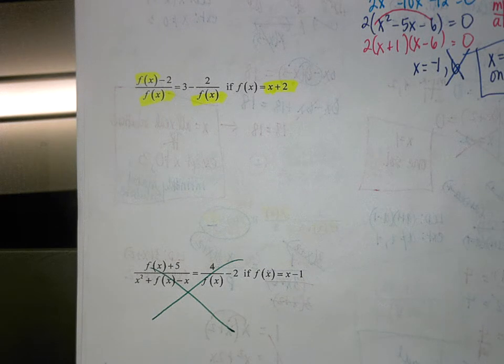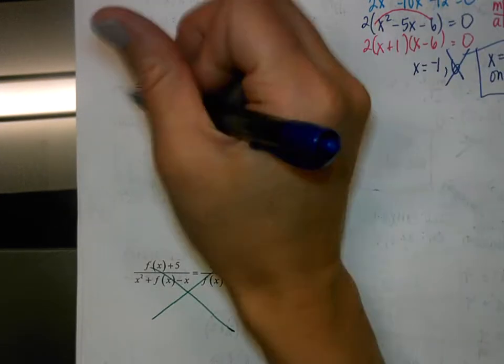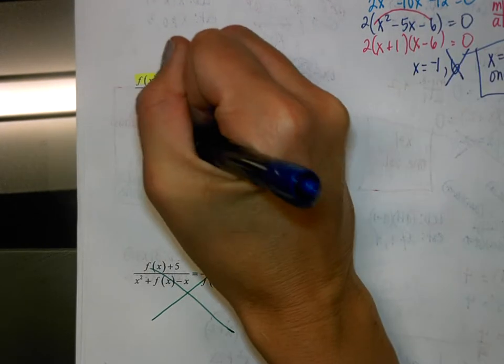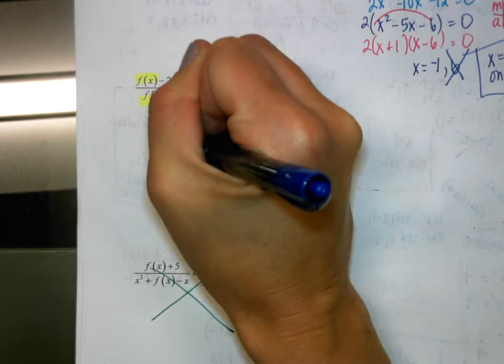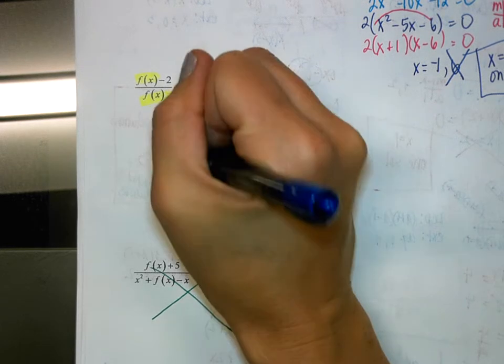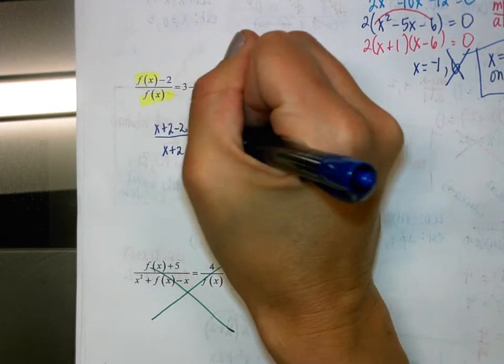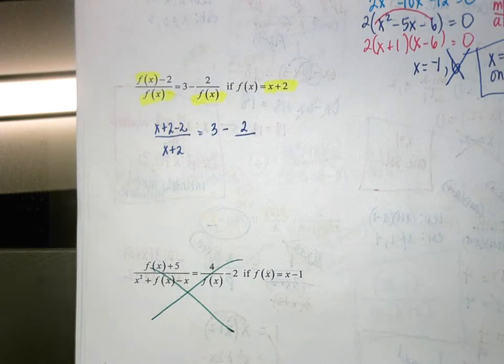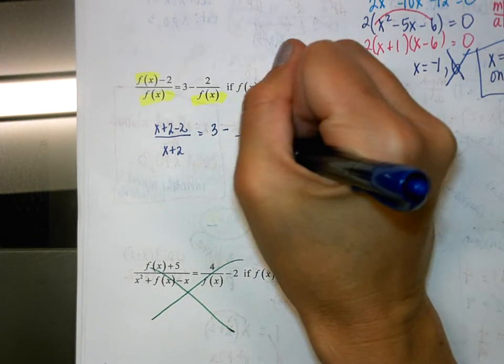Yes. All right. So, on the first fraction, what am I going to write? x plus 2 minus 2 over x plus 2 equals 3 minus 2 over. Very good.